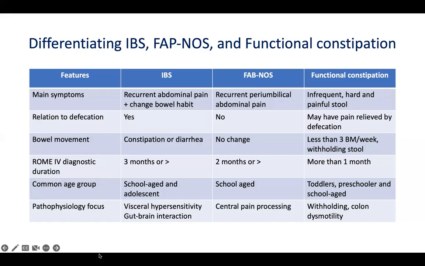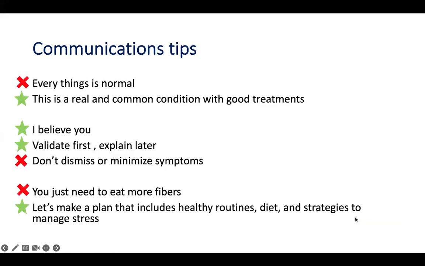For the pathophysiology focus, IBS is a problem in visceral hypersensitivity and gut-brain interaction, while functional abdominal pain not otherwise specified is a problem in central pain processing, and functional constipation is colon dysmotility and withholding behavior. So last but not least, I'm going to give you some communication tips when speaking to parents or children. It's very important how you communicate these disorders to them.